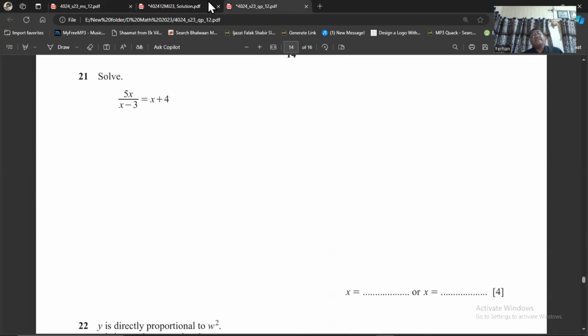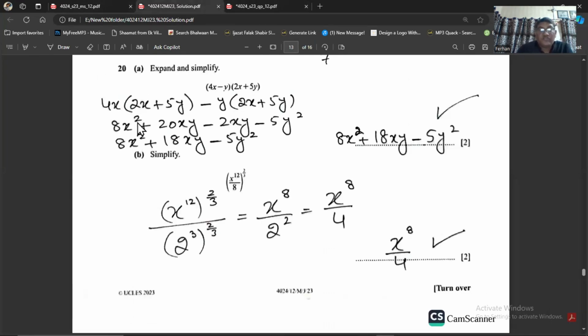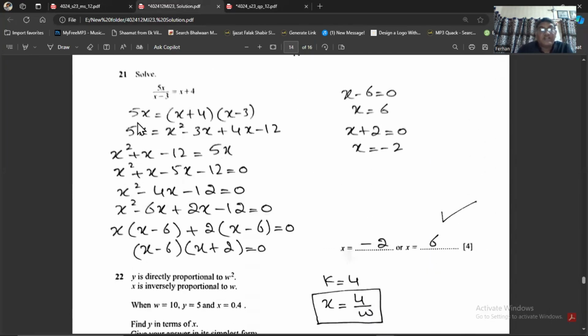Question number 21, he says solve. Here we have 5x, the whole thing divided by x minus 3 is equal to x plus 4. So here you have a single fraction on this side, and here you have an expression. So I will cross multiply. So 5x will be equal to, those two brackets will multiply with each other. So 5x is equal to bracket start x plus 4 bracket close bracket start x minus 3 bracket close. So this will be x square minus 3x plus 4x minus 12. So x square plus x minus 12 is equal to 5x.